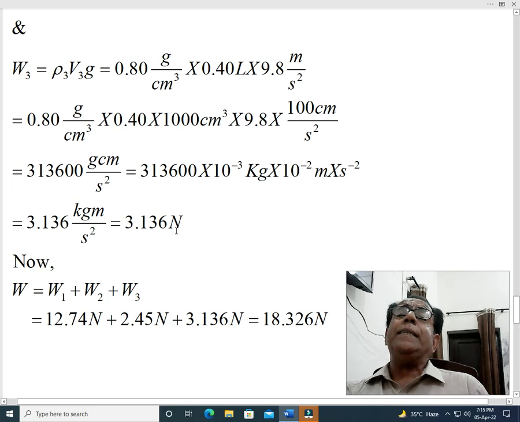Okay, what are these? These are three forces, these are three weights. Okay, but we are concerned with the total force and total weight. Now we are concerned with W, not W1, W2, W3. Okay, now W is equal to W1 plus W2 plus W3. When these three weights are added, we get W equal to 18.326 Newton. This is our final solution of the problem.